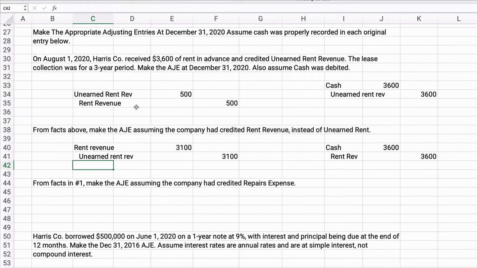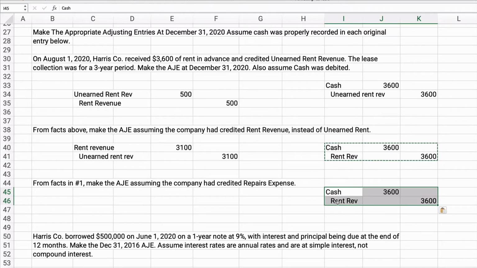All right, so same facts, except somehow we made what looks like to be an obvious error. Let's say instead of debiting cash and crediting rent revenue or unearned rent revenue, we credited repairs expense. Let's just say this is a mistake. Let's say sometimes on a computer you can select a drop down, rent revenue, the next one down is repairs expense. We're not being careful and we made a mistake. It happens.